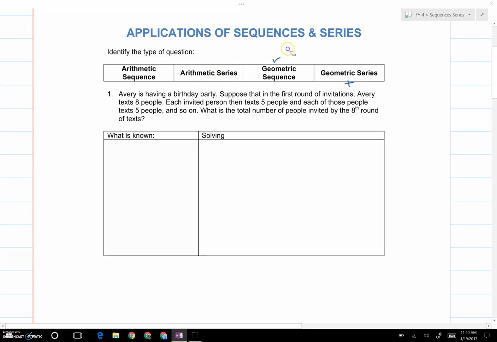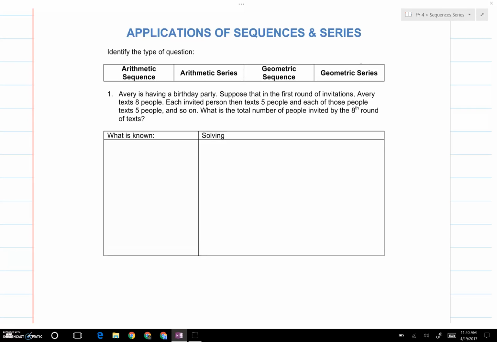Now, let's talk about this first question. My little nephew Avery is having a birthday party. He loves those things. Last year's theme was Finding Dory, I believe. Suppose that in the first round of invitations, Avery texts 8 people. He's quite tech savvy, actually. Each invited person then texts 5 people, and each of those people texts 5 more, and so on and so forth. What is the total number of people invited by the 8th round of texts?